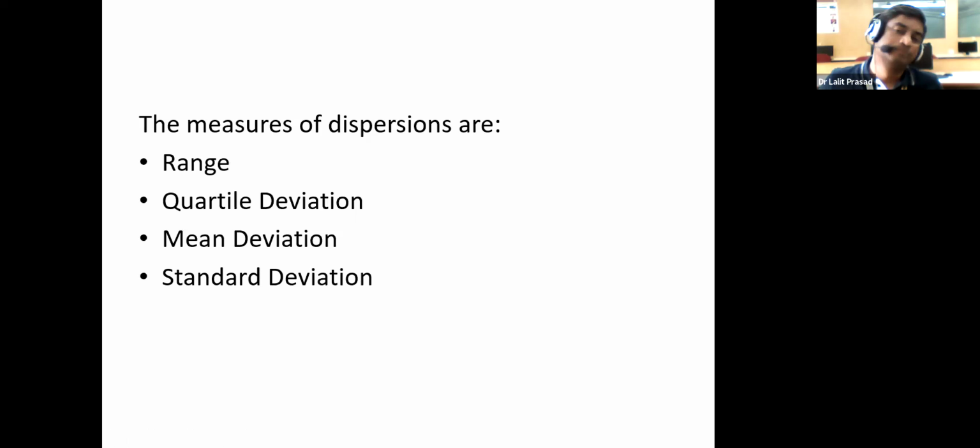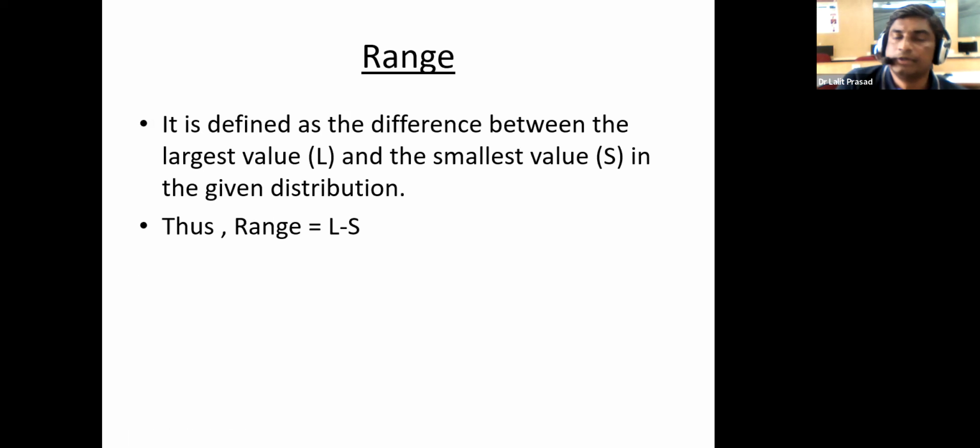Are you getting my point? So you can see here that there are different types of measures of dispersion: range, quartile deviation, mean deviation, standard deviation. Just like our central tendency was mean, median and mode, similarly the measures of dispersion are range, quartile deviation, mean deviation and standard deviation. So what exactly are we talking about? Range is defined as the difference between the largest value L and the smallest value S in the given distribution. So what is the formula of range? Highest value minus lowest value.